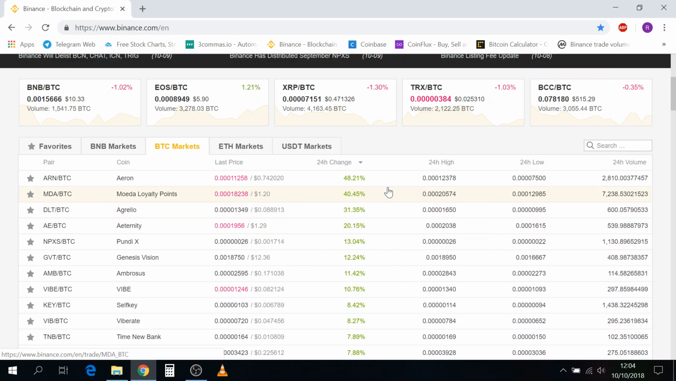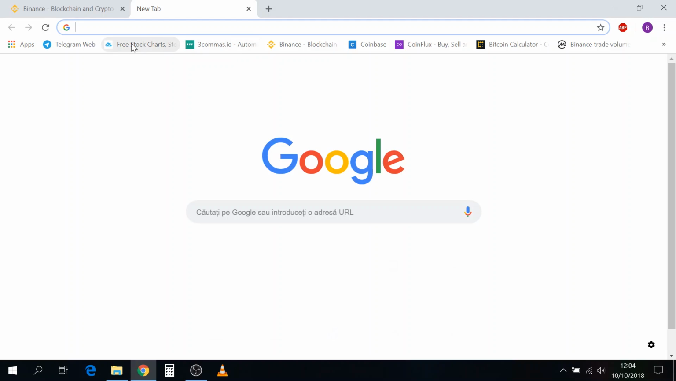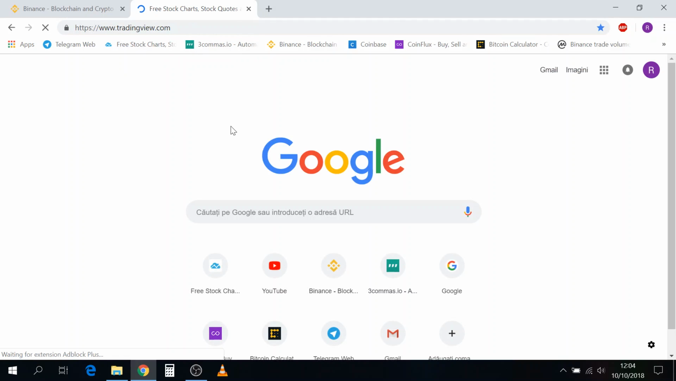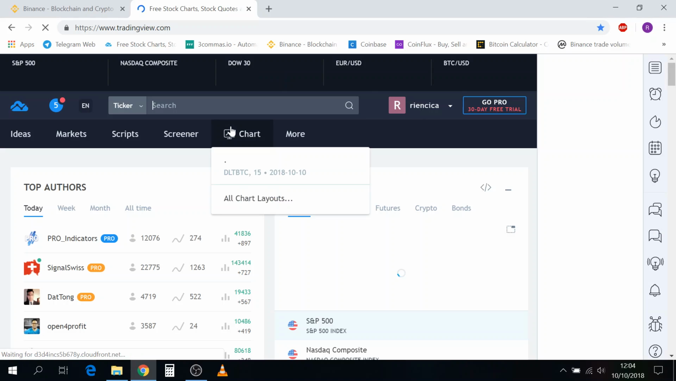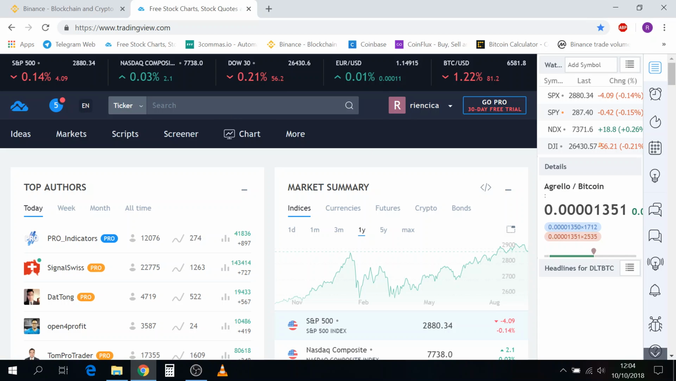Let's take MDA for example. So what we're going to do, we're going to go into TradingView. This is what I like to use for my strategies. This is what I like to use for my indicators. It's a really, really good tool. I suggest everyone to use it. And of course, it's also free.